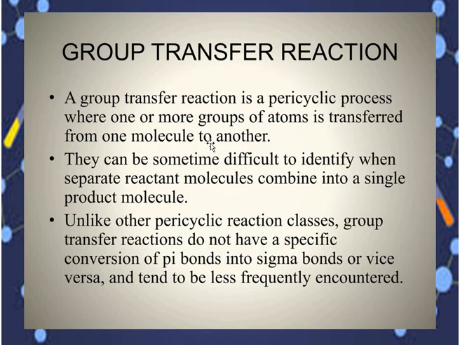Now, group transfer reactions. This is also a very important part of the pericyclic reaction. A group transfer reaction is a pericyclic process where one or more groups of atoms is transferred from one molecule to another, and they can sometimes be difficult to identify when separate reactant molecules combine into a single product molecule. Unlike other pericyclic reaction classes, group transfer reactions do not have a specific conversion of pi bonds into a sigma bond or vice versa, and tend to be less frequently encountered.